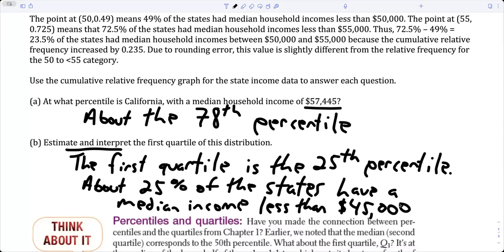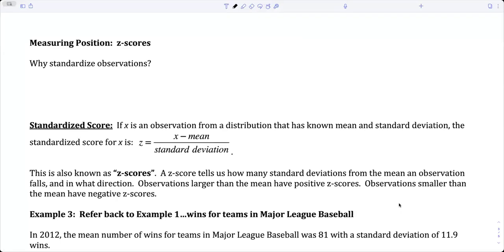Okay. Any questions for me on percentile there? Okay, well, we're going to talk about probably something that you have not seen before, which is called a z-score. And this is a pretty important concept in stats. And so let me explain why we use z-scores.